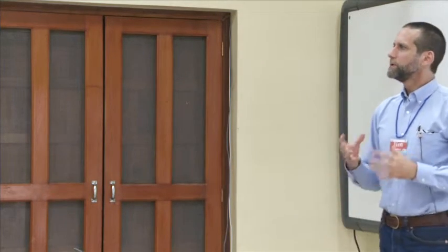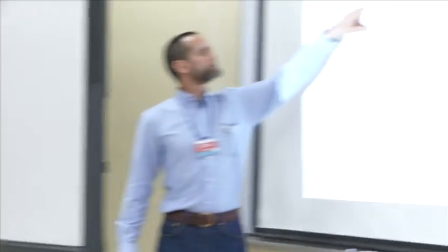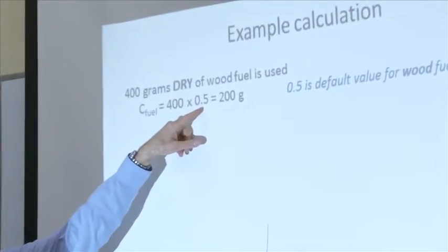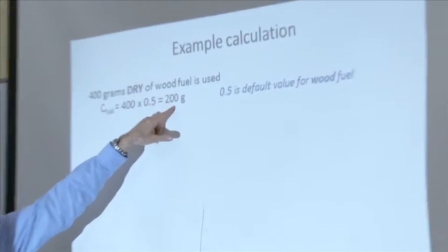Okay, so if you're using wood, fuel has about 50% carbon. And we've tested all of our wood, and all of the wood that we've tested has been between 49 and 50%. So the default value is 50%, so that means that 50% of the mass of wood is carbon, okay? And if you can do the fuel analysis, then you know exactly how much carbon is in it. But for most wood, the default value is good enough. So that means you've got 400 grams of dry fuel, which means there's 200 grams of carbon in the fuel.